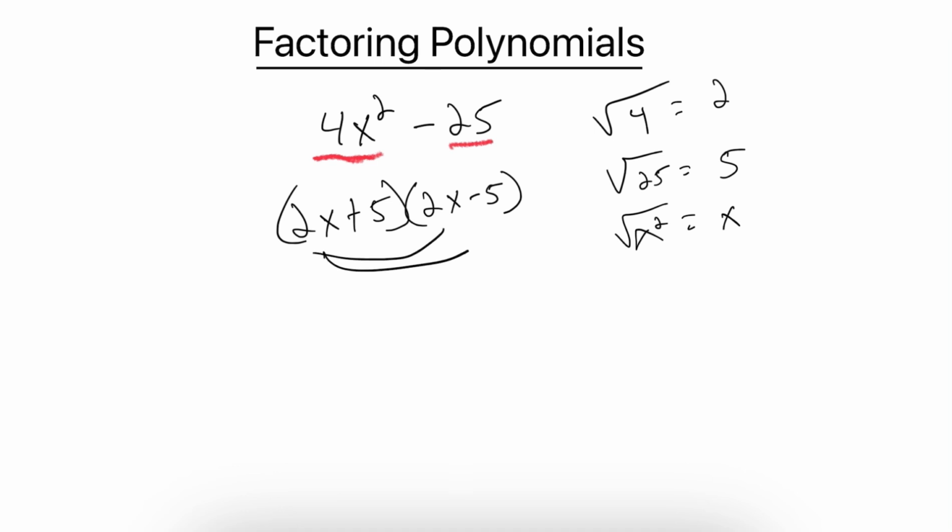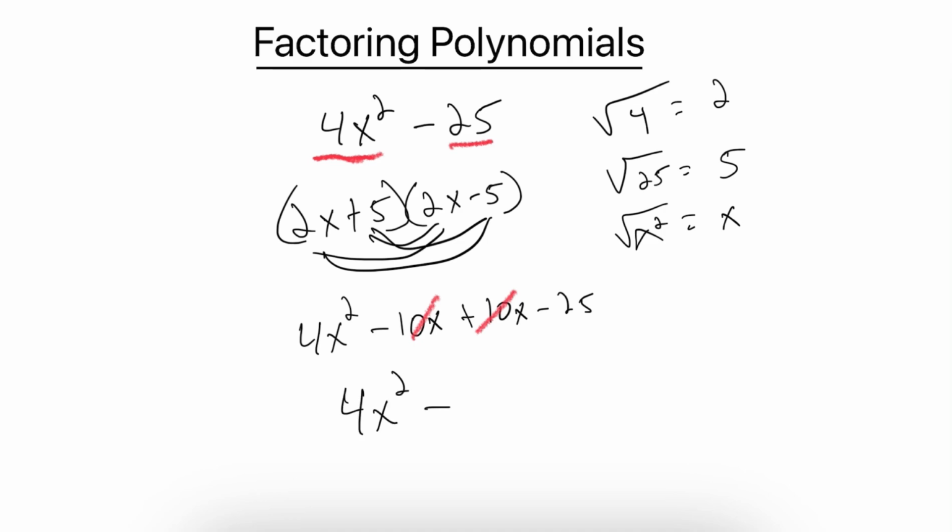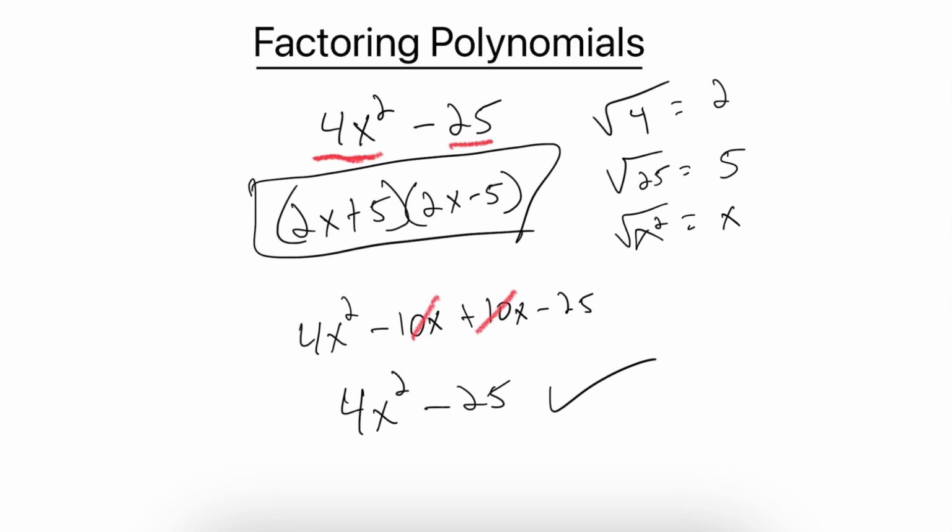And to check our work, we got 4x squared minus 10x plus 10x minus 25. Those two cancel out, giving us 4x squared minus 25. And there's our answer.